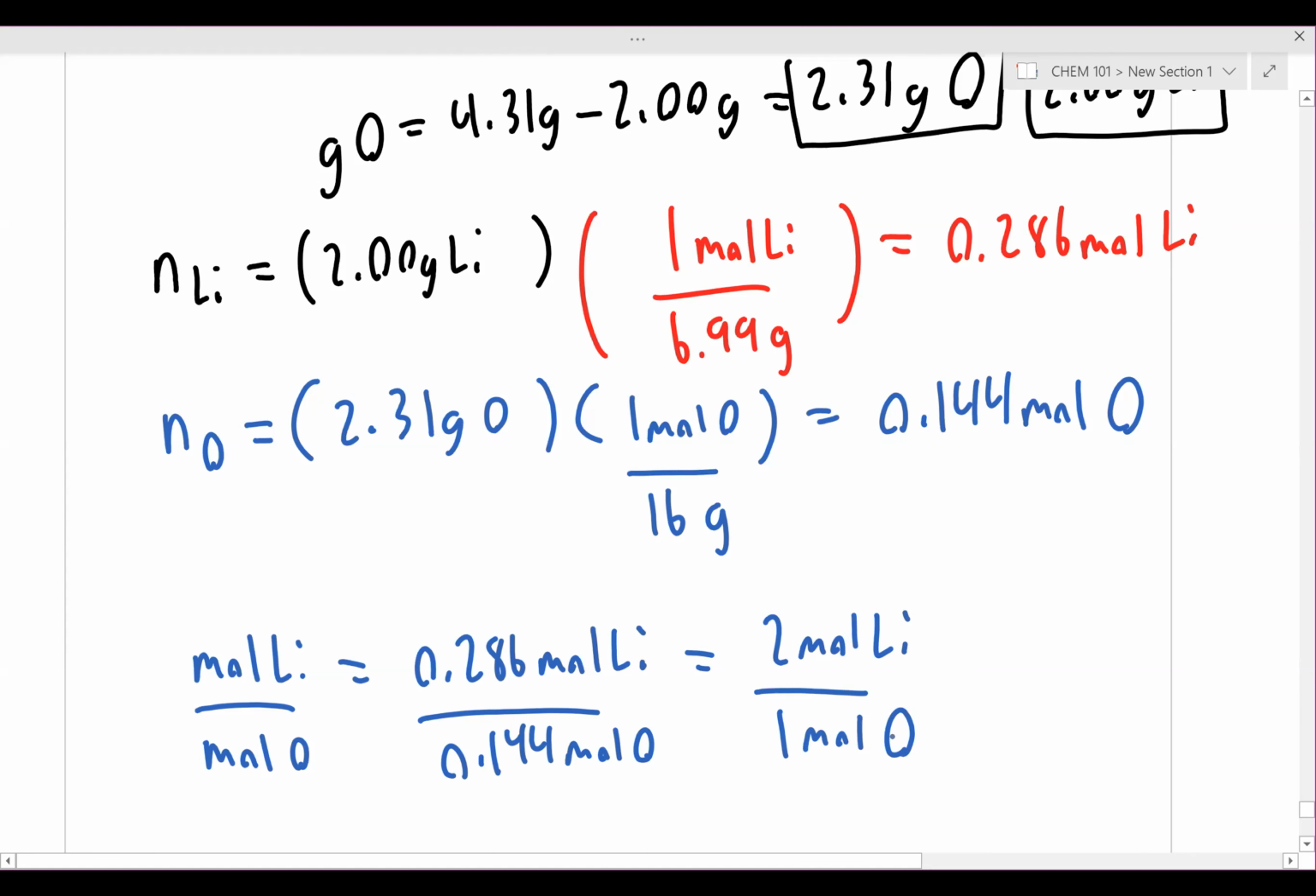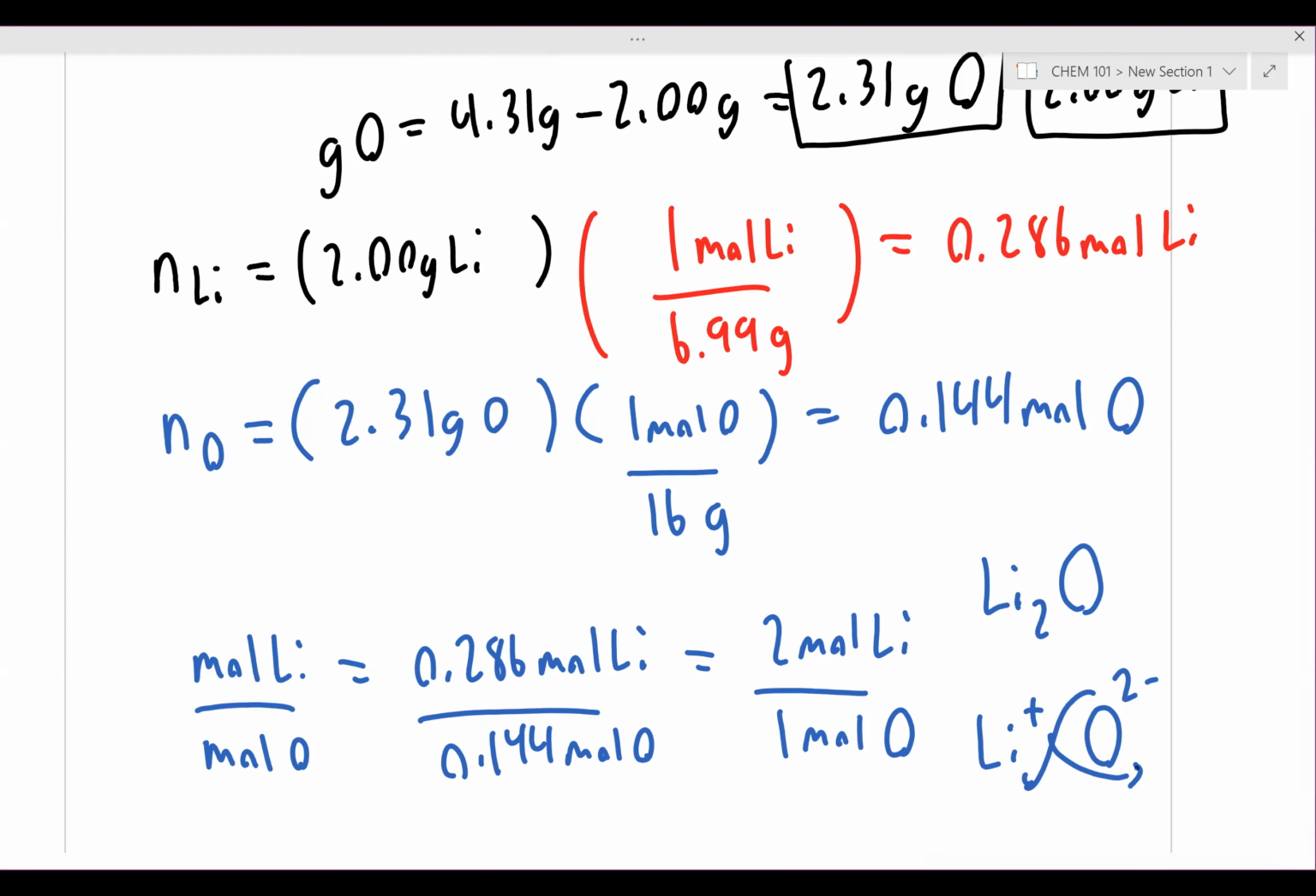So what would our empirical formula be? Li, how many lithiums? 2. How many oxygens? 1. Does this match our predictions if we use our charges, lithium plus, O2 minus, and we cross our charges? Does that match our prediction? Yes. So that's a way of checking your work.